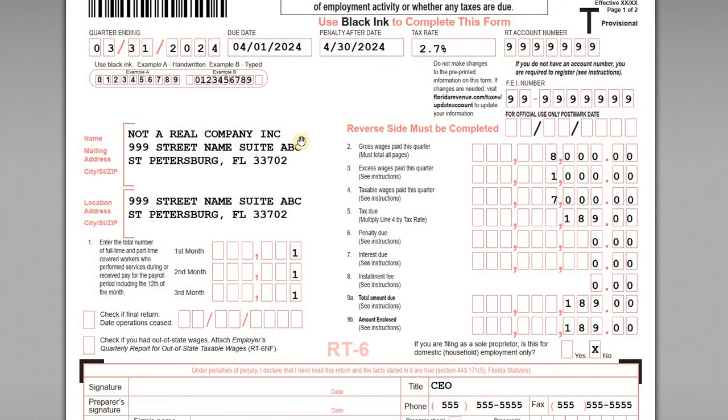On the left-hand side here, we've got the name of the company, the mailing address, and the physical location of the business.